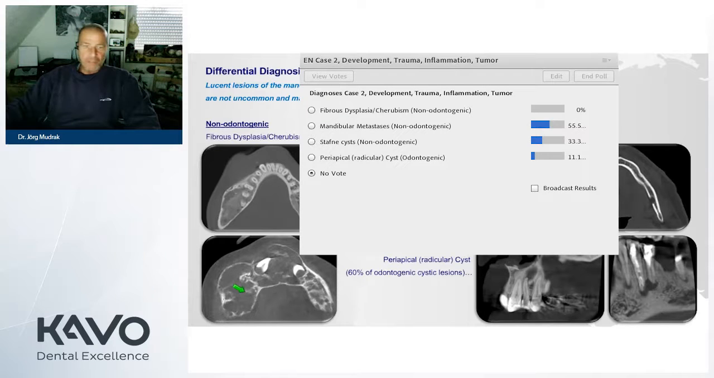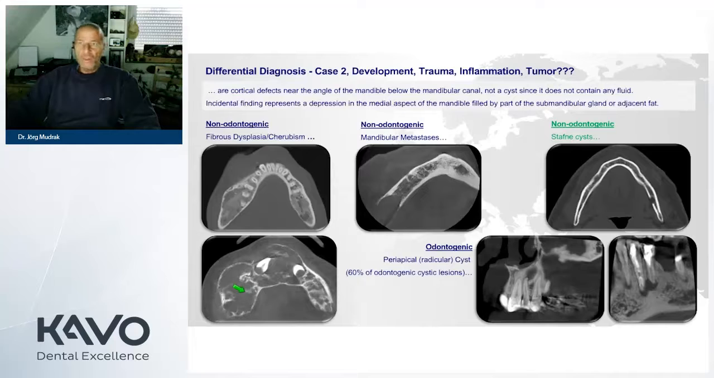We have three main indications, and we are talking about the non-odontogenic Stafne cysts. They are basically cortical defects near the angle. This is why I mentioned it's a slightly odd localization. They are below the mandibular canal, and it is not truly a cyst, because it does not contain any kind of fluid. It is mostly an incidental finding. It could represent a depression of the medial aspect of the mandible filled by part of the submandibular gland or adjacent fat, but this is not the case here. The origin of this finding is not really clear, but it is a kind of Stafne cyst that has been proven. All right, very well done.